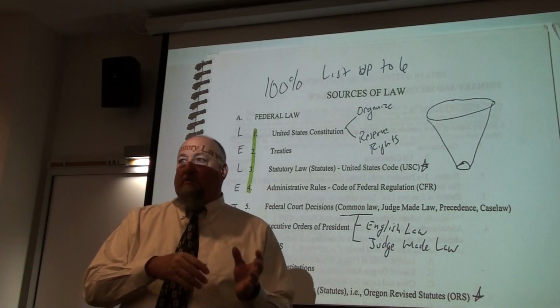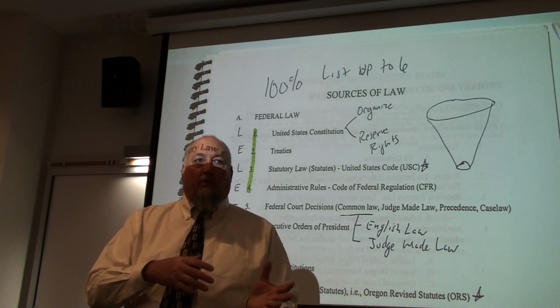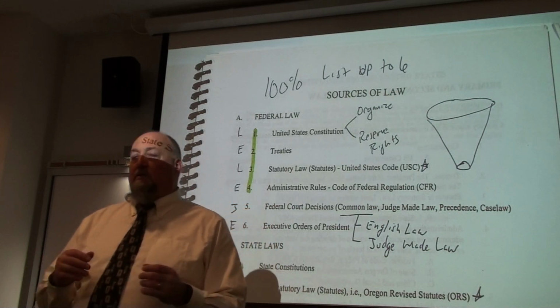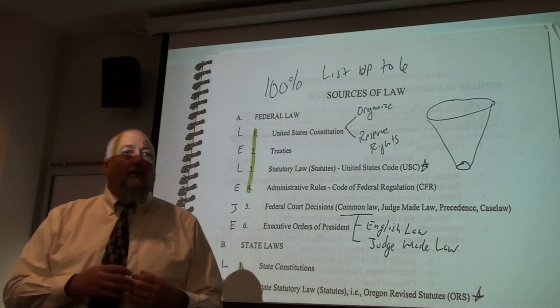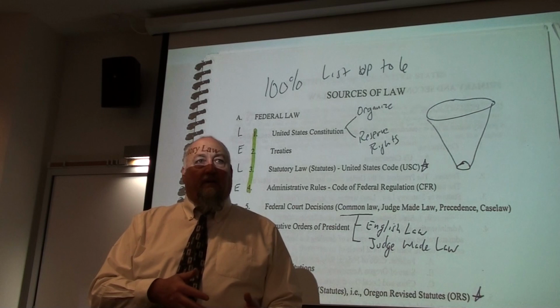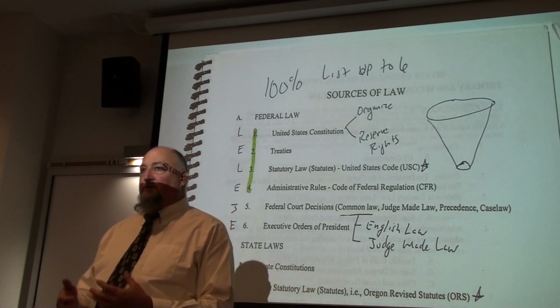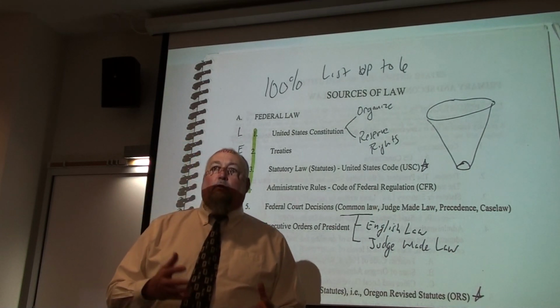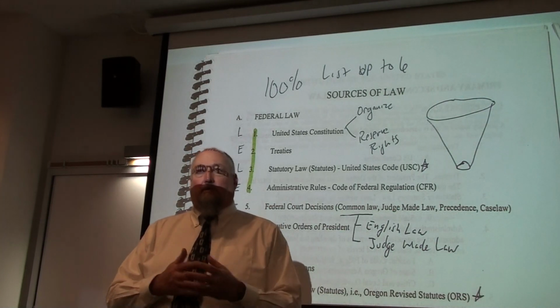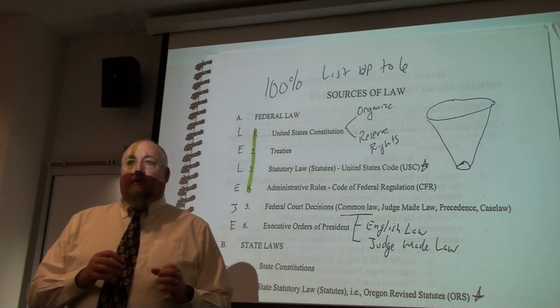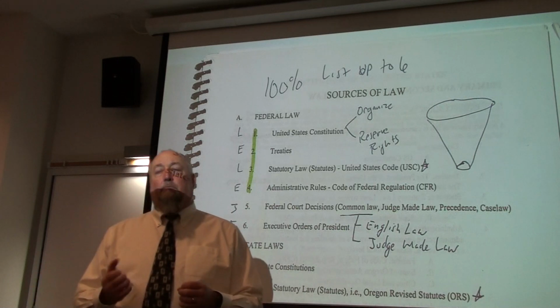So the U.S. Constitution, federal statutory law, or U.S. Code, either one's a good answer. Treaty law, federal administrative regulations or the Code of Federal Regulations, the CFRs, executive orders. I already said treaties, but anything on this page.